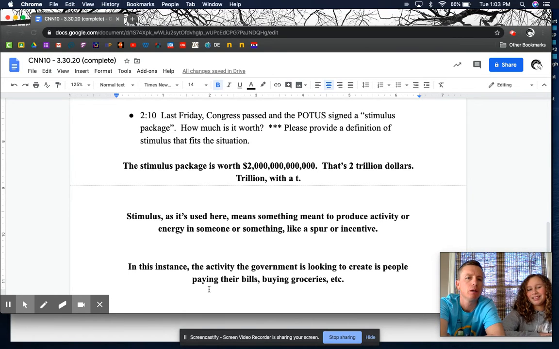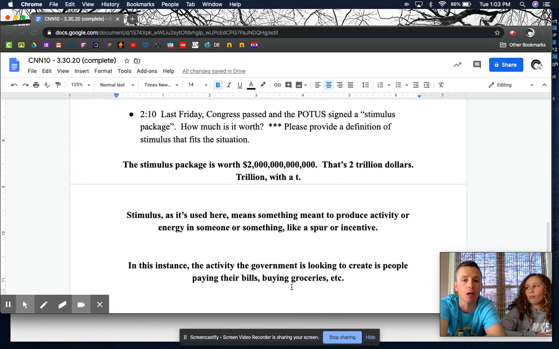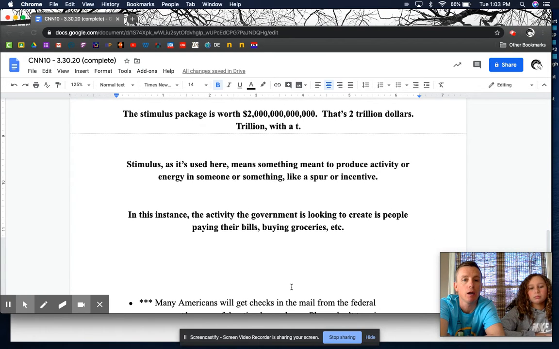So basically, the government is going to be sending many Americans checks, flat out money, cash money. And this is to help people and the economy. How so? Get people money, maybe pay some bills, maybe buy some groceries, but help the economy move forward.